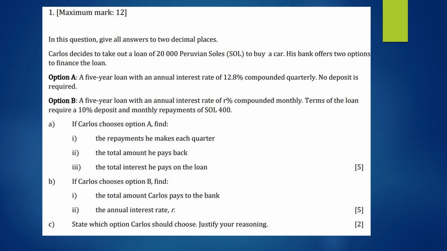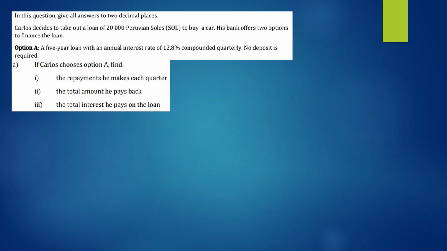Problem number 1 is a finance problem. You can pause the video and read the problem as well as the questions. We can take note of the given pieces of information here that will help us solve the problem. We have the loan, which is 20,000 Peruvian soles. We have a 5-year loan, annual interest rate of 12.8%, which is compounding quarterly.